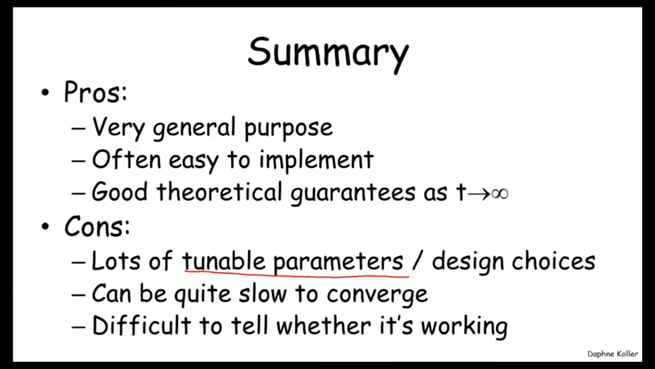The second is that depending on the design of the chain, this can be quite slow to converge because it's very difficult to design chains that have good mixing properties. And finally, it's very hard to tell whether a chain is working. That is, it's not straightforward to determine whether the chain has mixed and whether my samples are sufficiently uncorrelated with each other that I'm getting a reliable estimate of whatever it is that I'm trying to figure out. So a lot of advantages, but also some significant disadvantages.